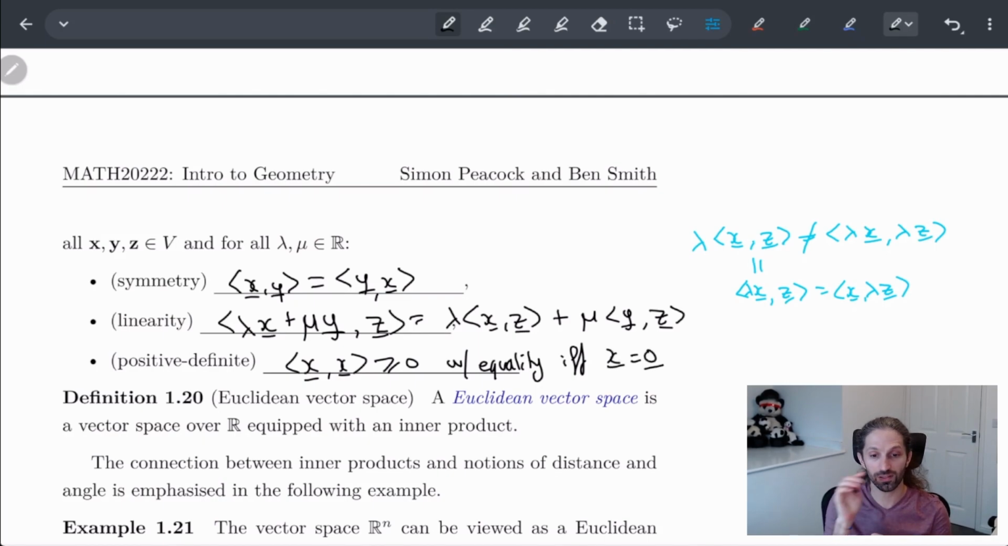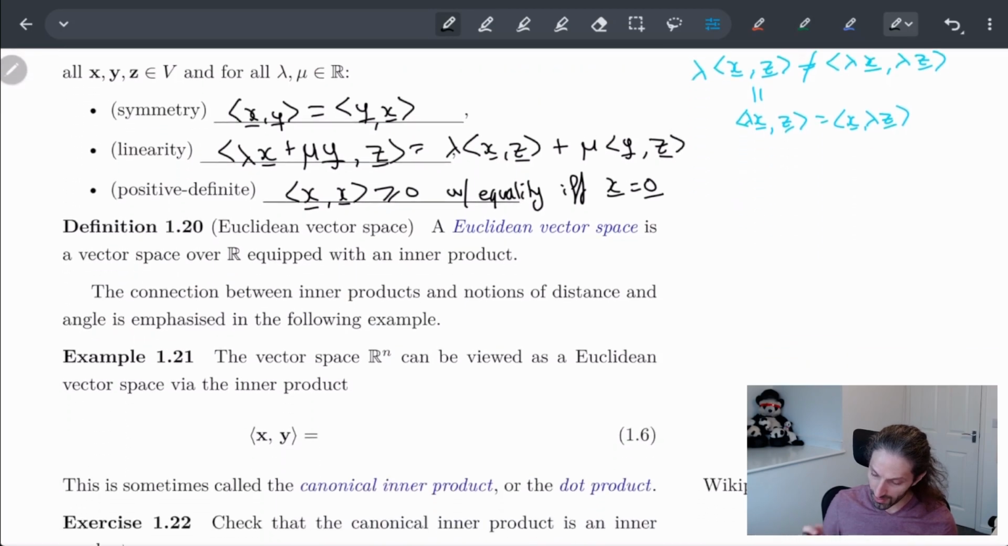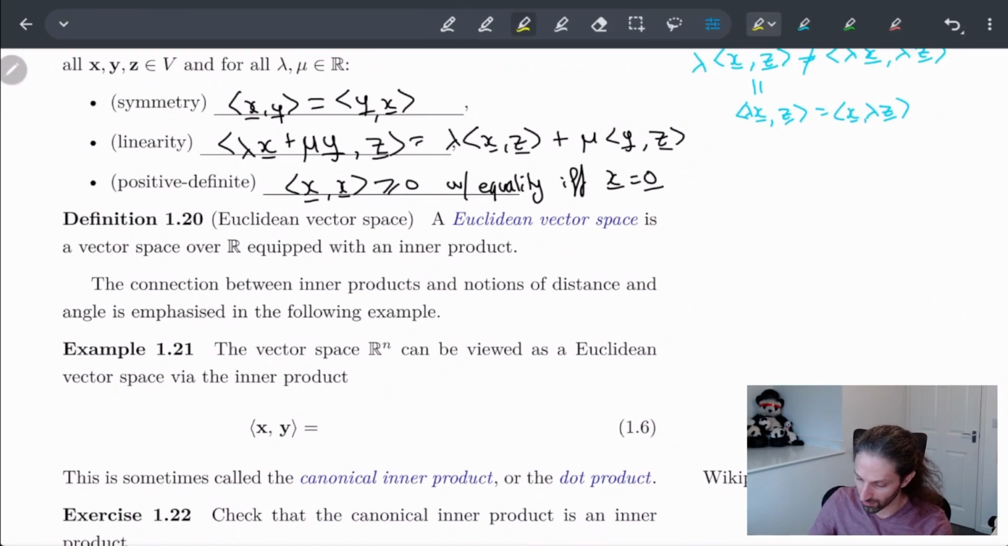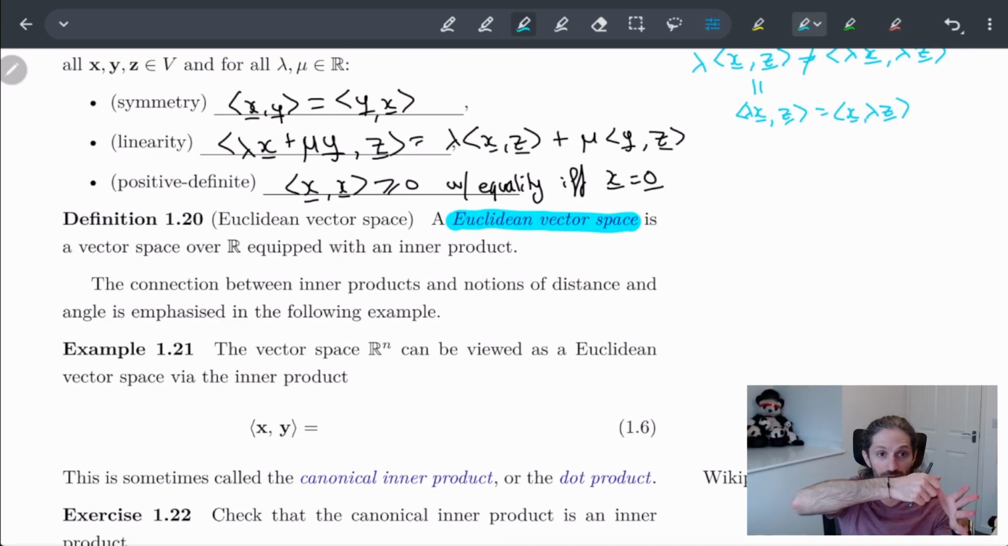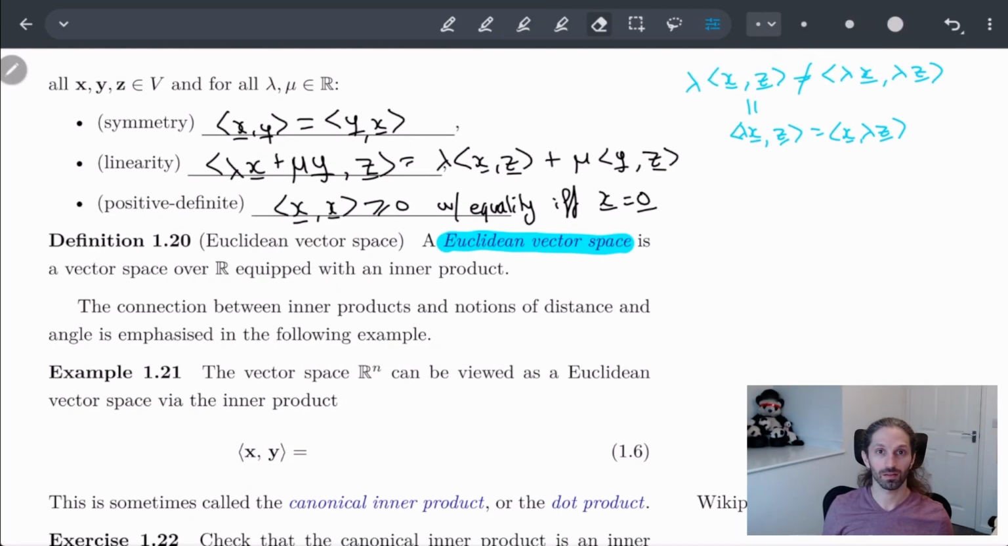Here, remember, the 0 with a bar under it is telling us it's the zero vector. Now, this is actually going to define for us a particular vector space called the Euclidean vector space. So a Euclidean vector space is a vector space where we add an inner product. So we're going to also add an inner product to it. And that's all.